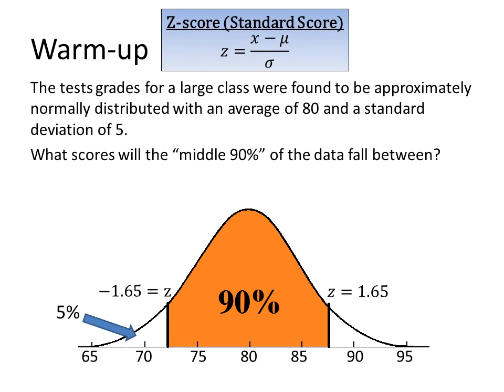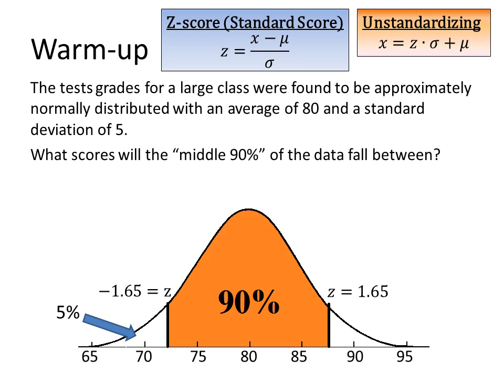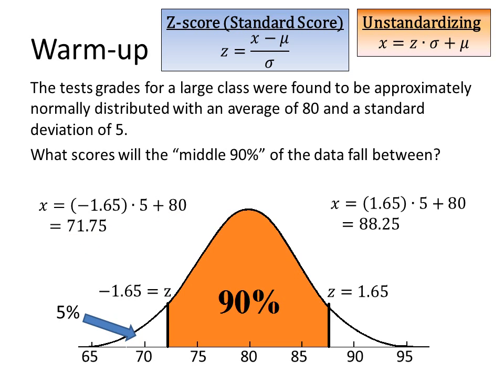Now the way we do that is we use the unstandardizing formula. That is, here is the formula for the z-score. If we were to take this formula and solve it for the x variable, we get a new formula that looks like this. Using this formula, we can find the x values that will give us the middle 90%. That is, if we take x is equal to the z times the standard deviation plus the average, that would give us a lower bound of 71.75.